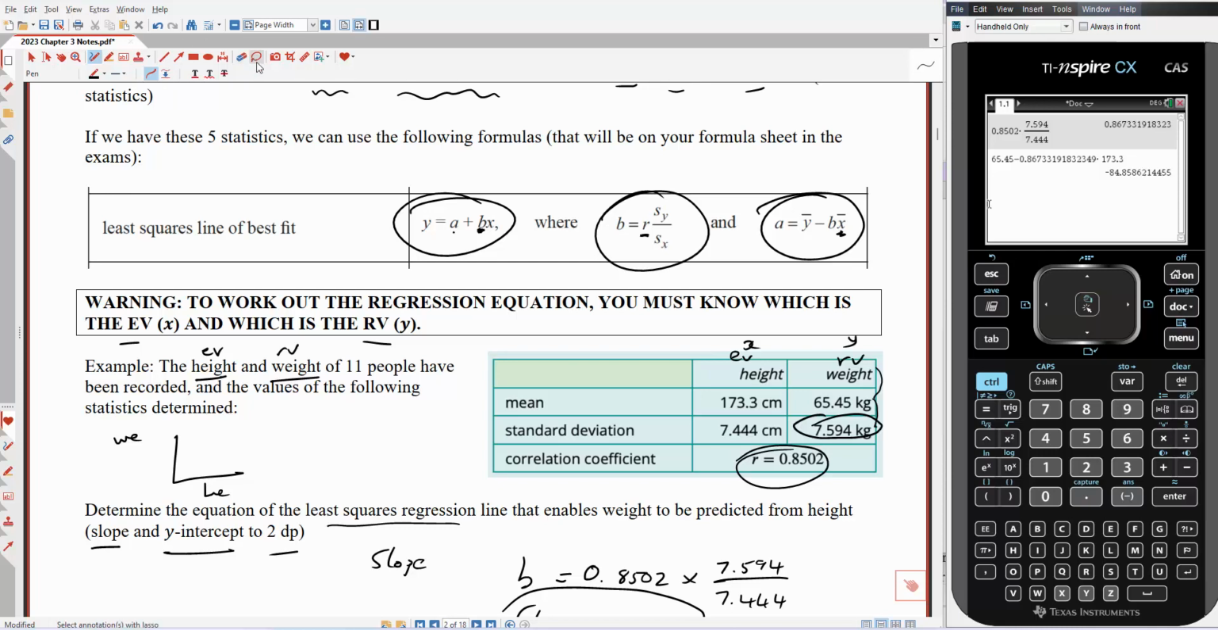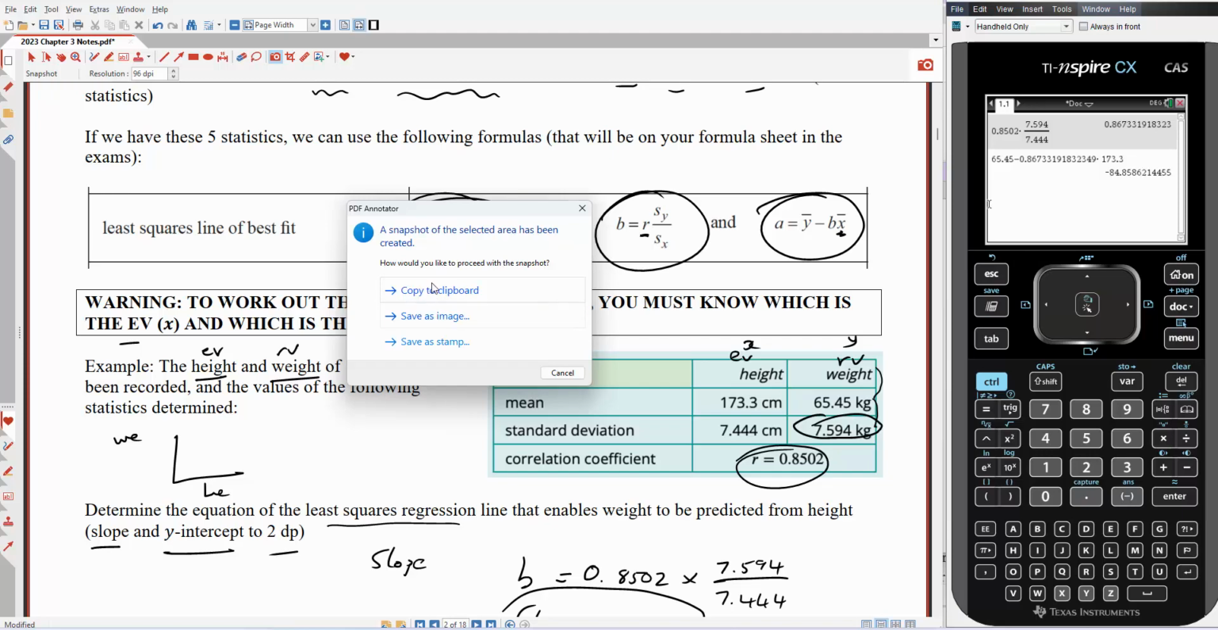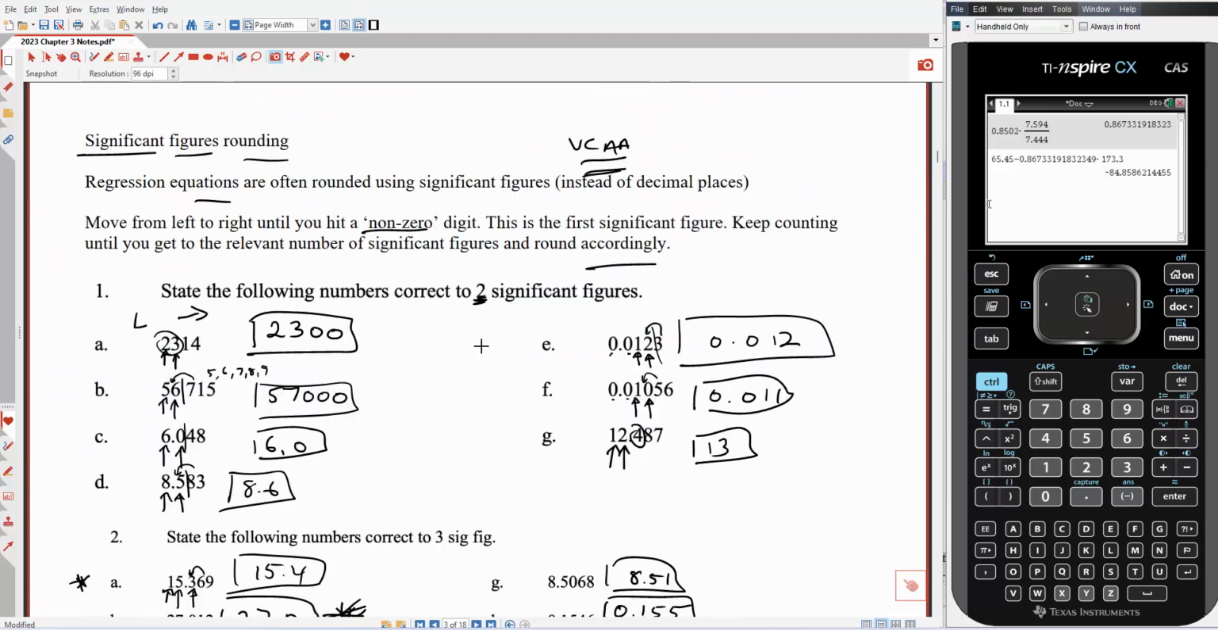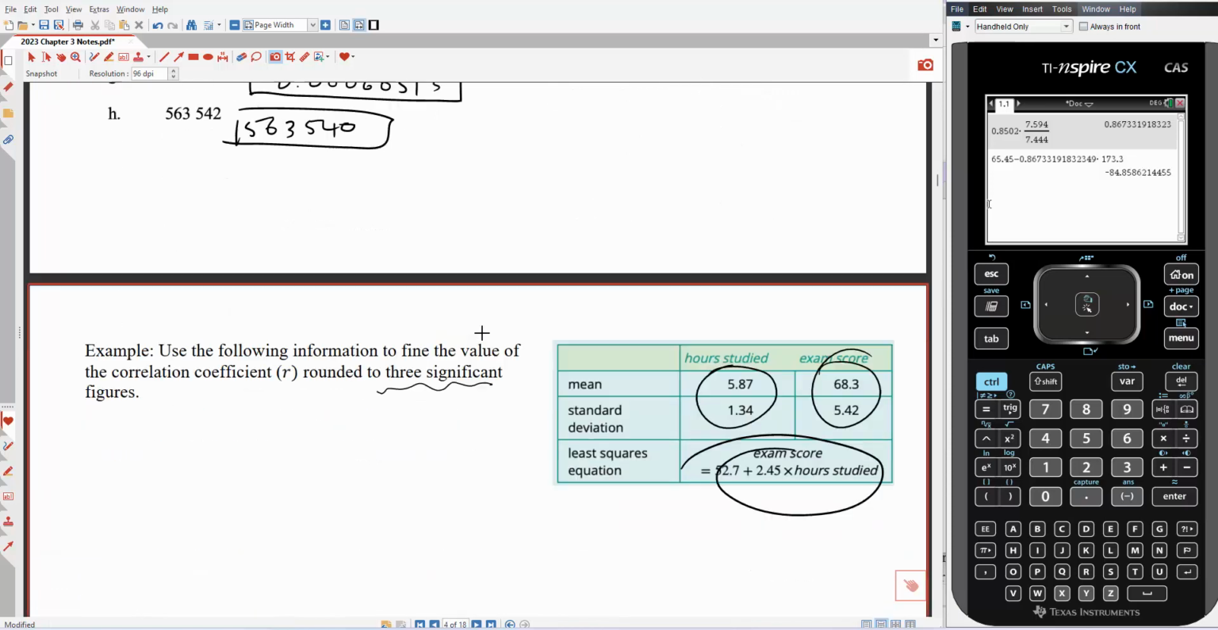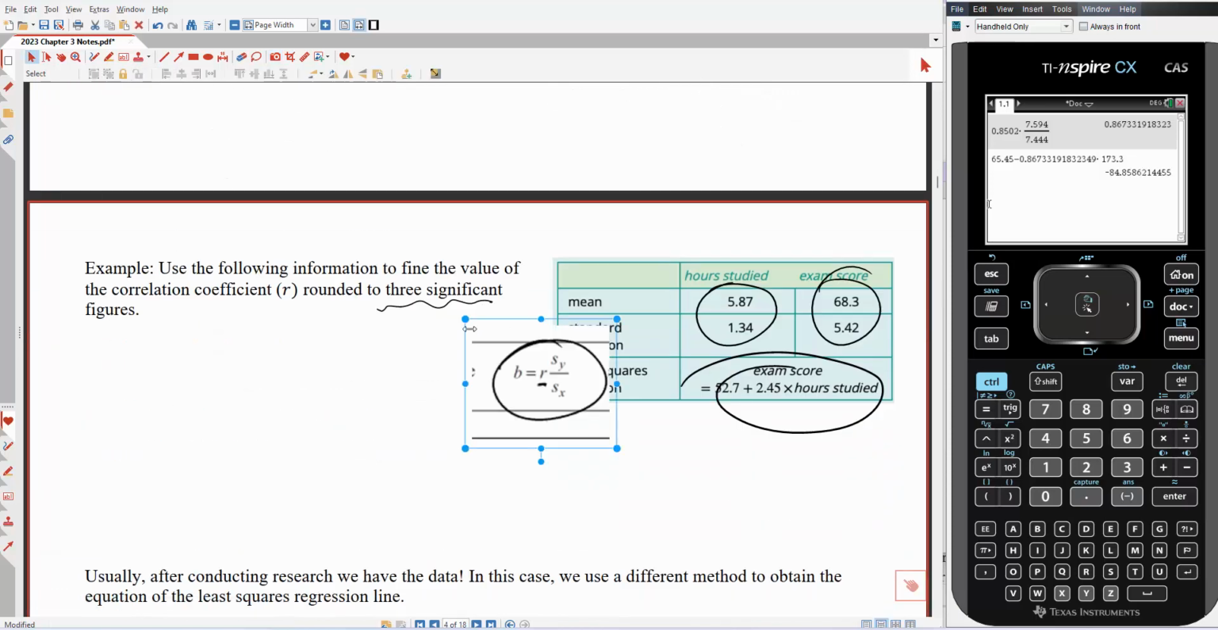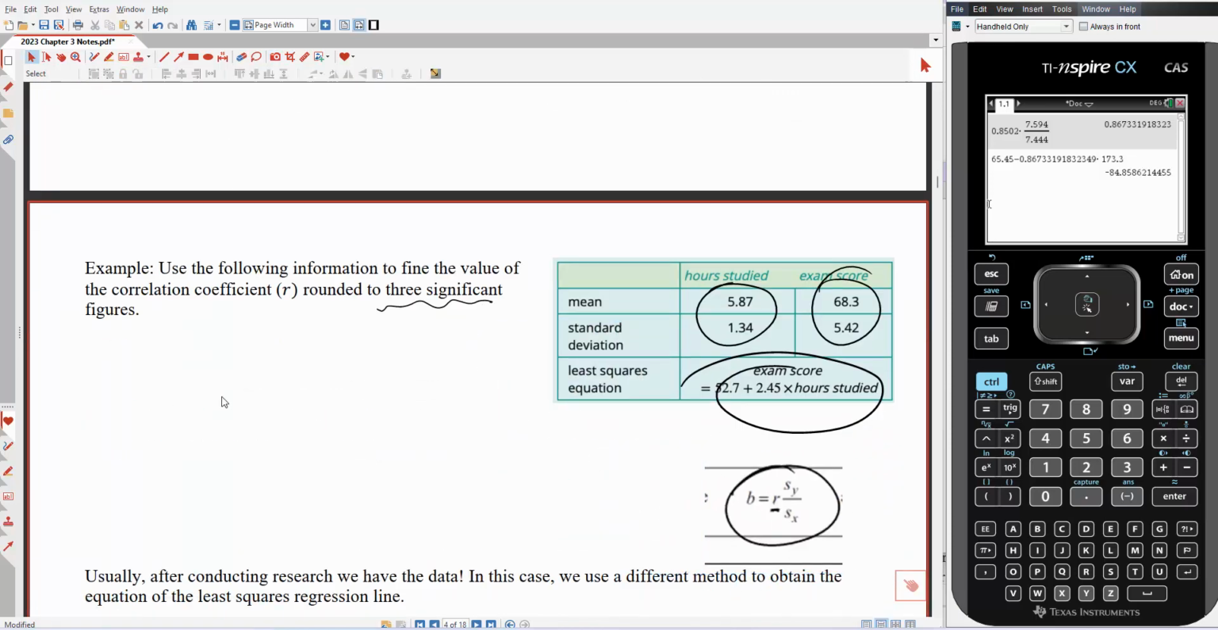So what I'm going to do is take a photo of that, copy, and I'm just going to use that formula again. So I'm going to paste it in here so I can see that formula. Okay, so let's get cracking. So our B value, when it's written in this form, is going to be our slope. Okay, so I can see that this is 2.45 equals. All right, our R value, that's what we're trying to find out.